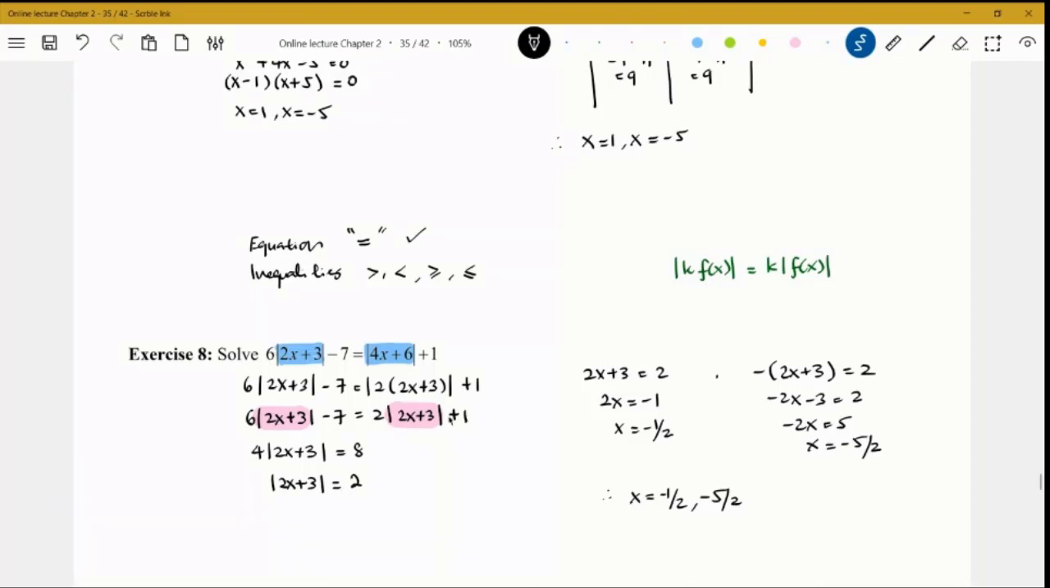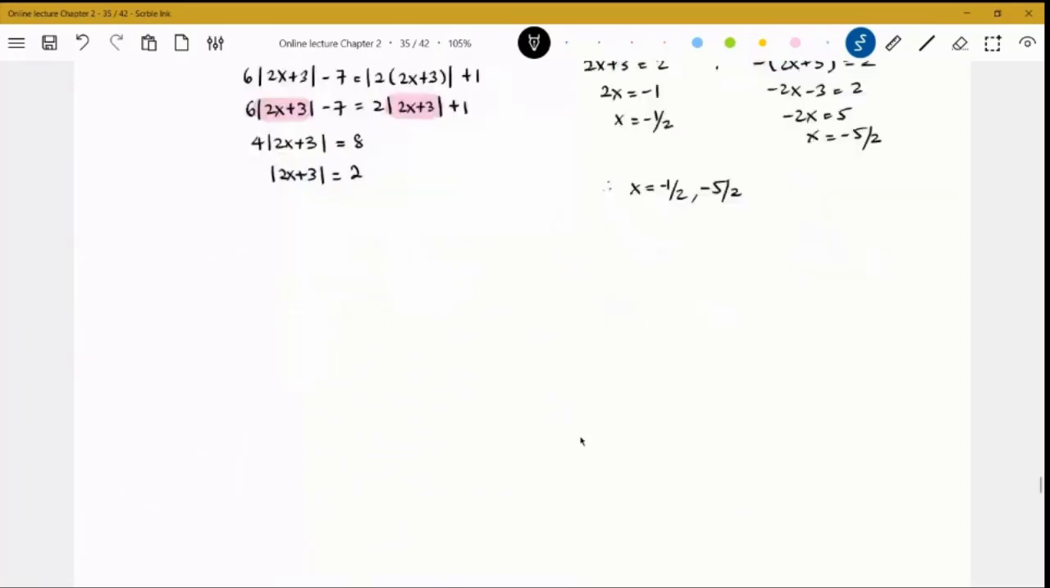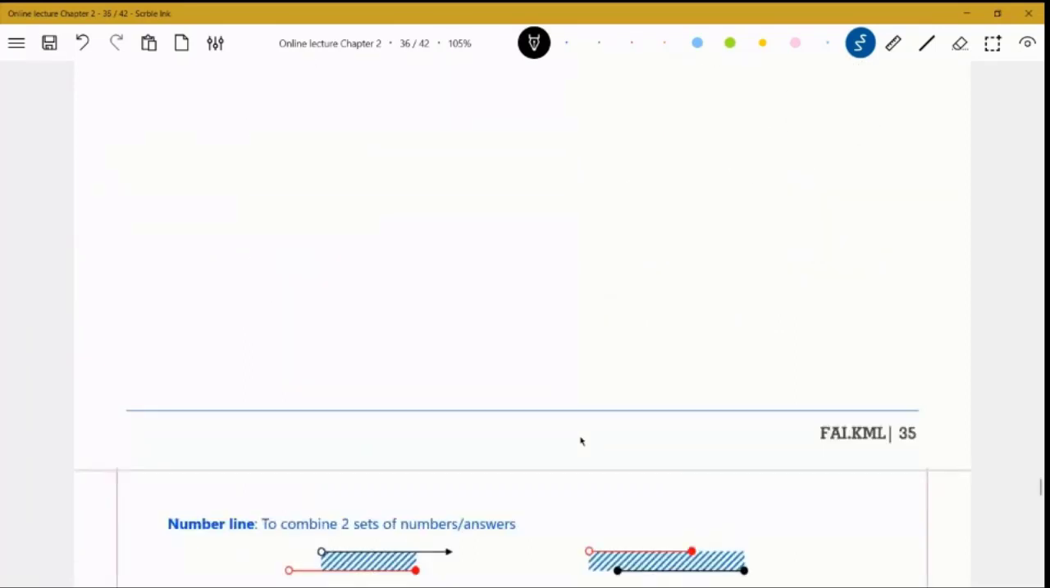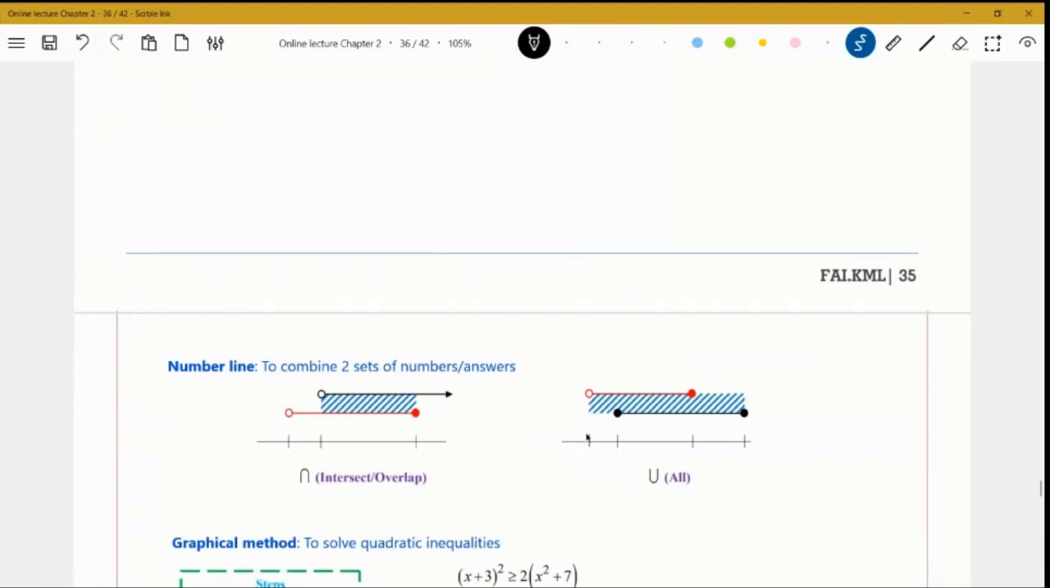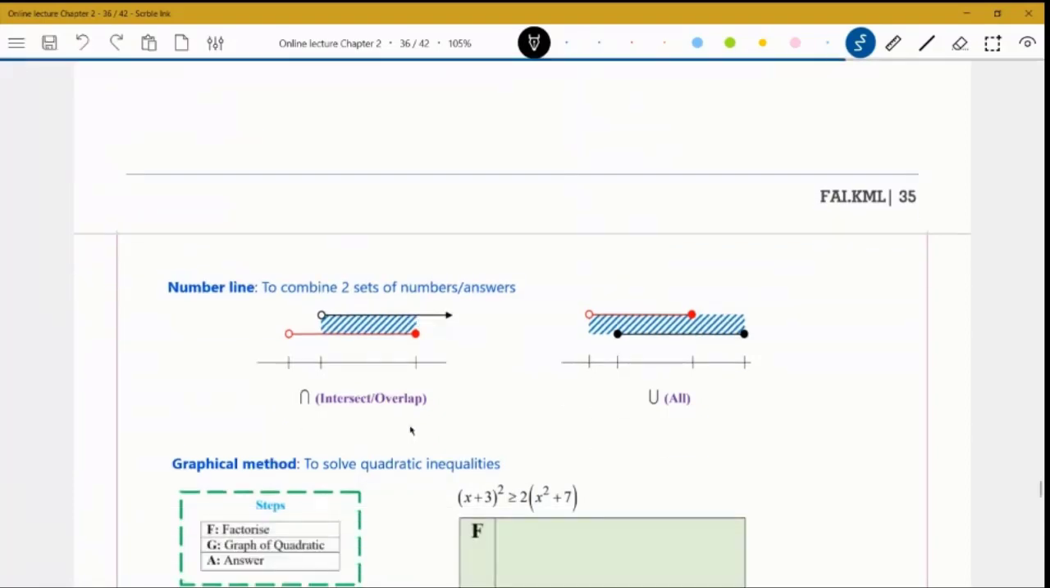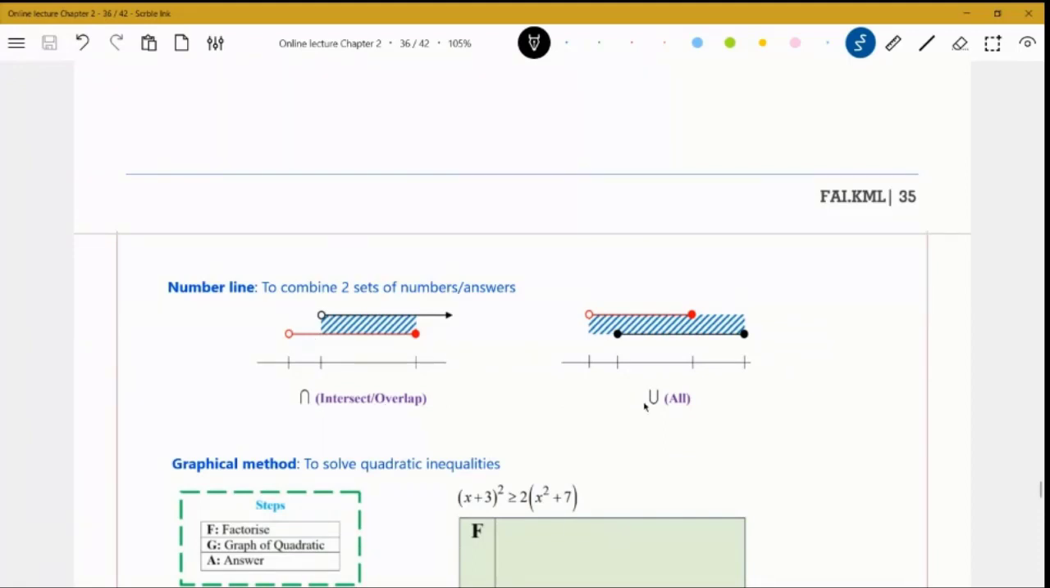Okay, so we move to the next one. Sebelum kita pergi kepada absolute values inequalities, I will do some recap untuk kamu alert semula method-method yang kita akan pakai. So these three methods kita akan pakai in solving absolute values inequalities. Okay, so first thing first, we have number line. So number line, yang ini either you have to intersect or you have all. So you have number line kita pakai untuk combine two sets of number ataupun two sets of answers. Okay, that's the purpose of number line. Kita nak combine dua jawapan untuk dapat final answer.